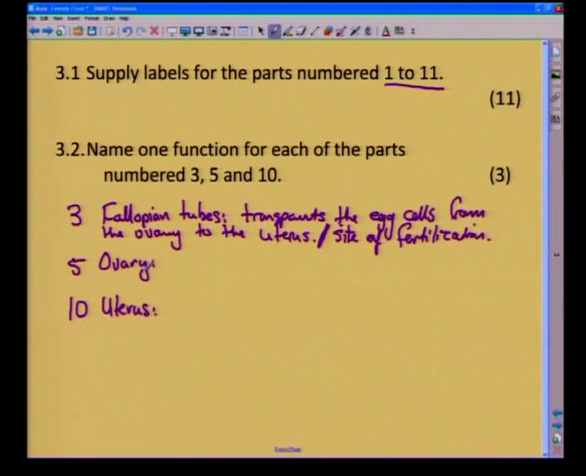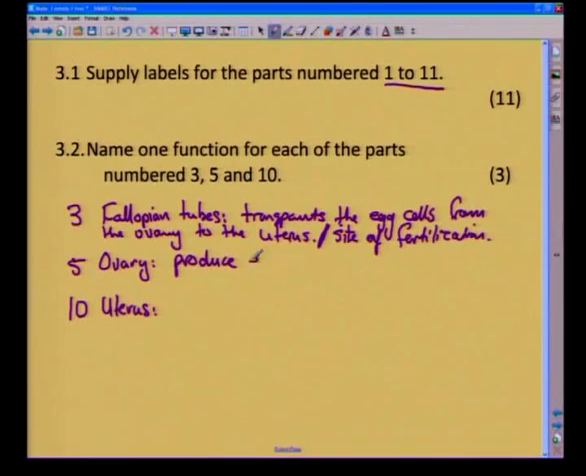Okay. The ovary, what is the ovary's function? People, the ovary's main, only, most important function is going to be to produce egg cells. That's why we have ovaries. That's the job, to produce egg cells. The uterus, what is the uterus's job? It is the region where an embryo will develop.